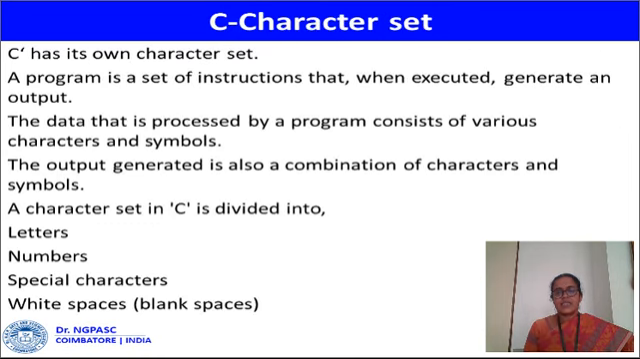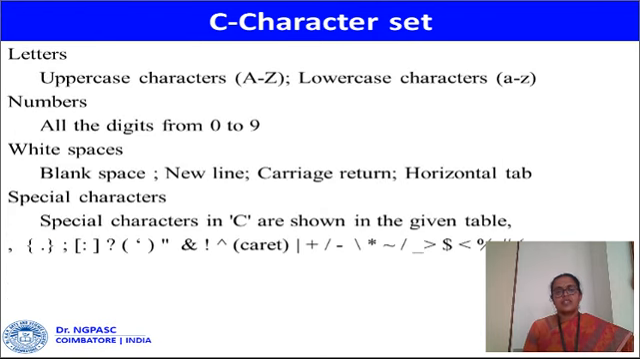Next, we are going to talk about the C character set. C has its own character set. A program is a set of instructions that is executed and generates an output. So in order to write the program, it needs a character set. What is involved in that character set includes alphabetical characters, that is letters, numbers, special characters and white spaces. All these things will be supported by C.